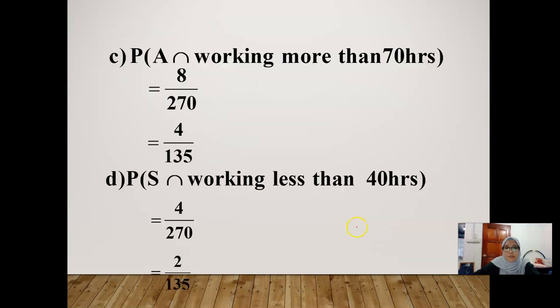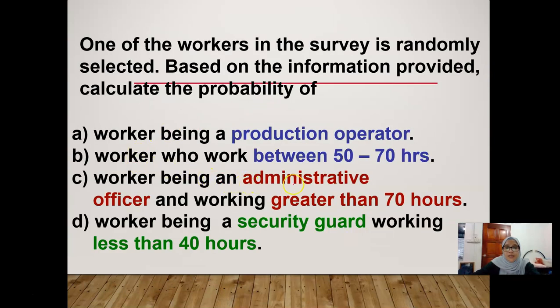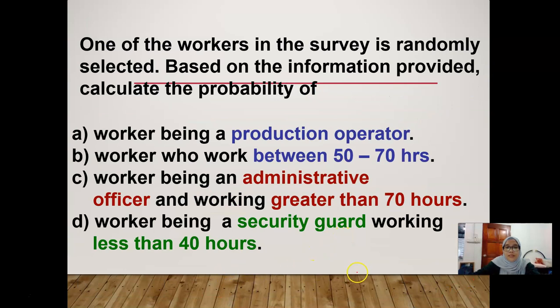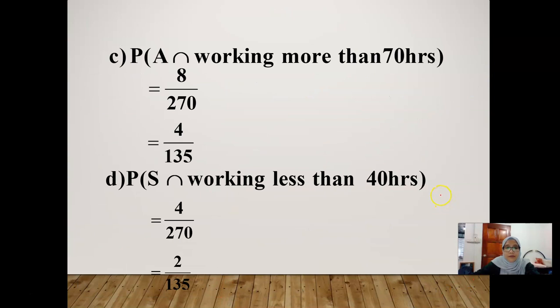And then, what is the question? Workers being an admin and working greater than 70 hours. He is admin, and then he works greater than 70 hours. This one, 8 over 270. Workers being a security guard working less than 40 hours. He is a security guard, but working less than 40 hours. So 4 over 270. Okay, very easy if they give you in table form.